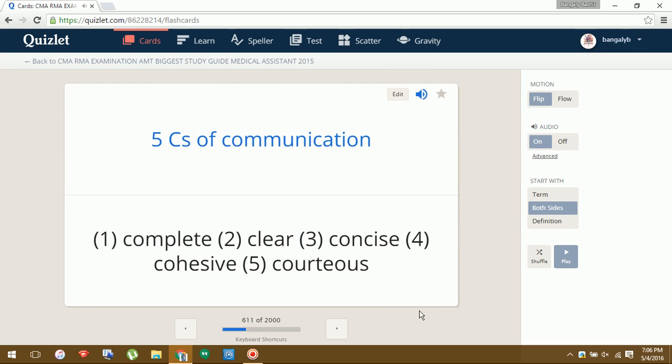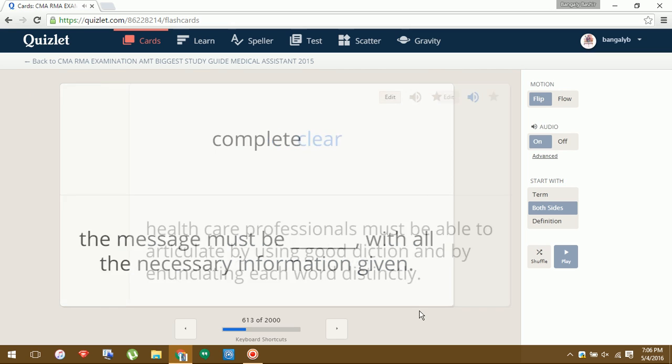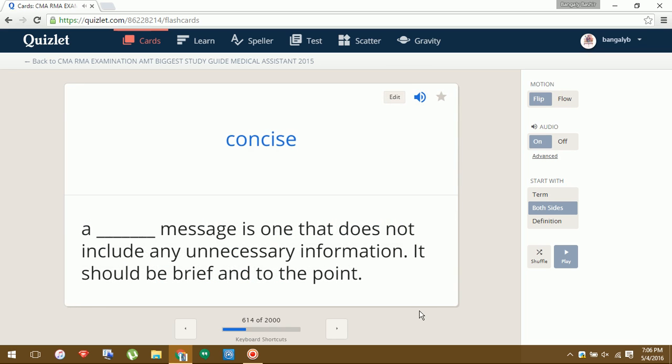5 Cs of communication. Complete, clear, concise, cohesive, courteous. Complete. The message must be blank with all the necessary information given. Clear. Healthcare professionals must be able to articulate by using good diction and by enunciating each word distinctly. Concise. A blank message is one that does not include any unnecessary information. It should be brief and to the point.